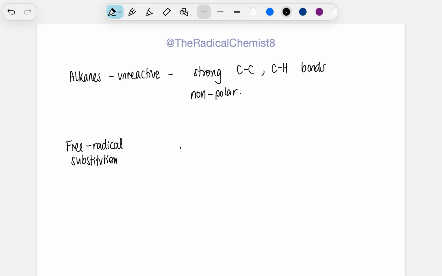And this involves going from an alkane to a halogenoalkane using UV light. So this is a type of photochemical reaction. In this case, photochemical reaction refers to any reaction where you've got UV light acting as your catalyst, or providing the activation energy for this reaction.